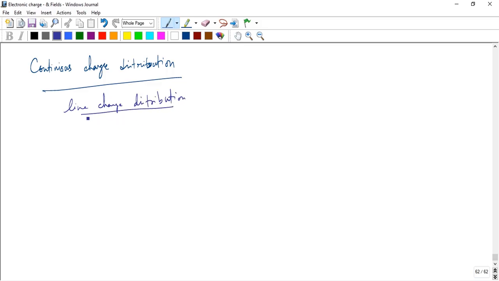The name suggests a line. Suppose a conducting wire, a thicker wire, a line, and the length is L. Consider a small amount of length in the line. This small length is called delta L, and suppose this line contains all positive charges.